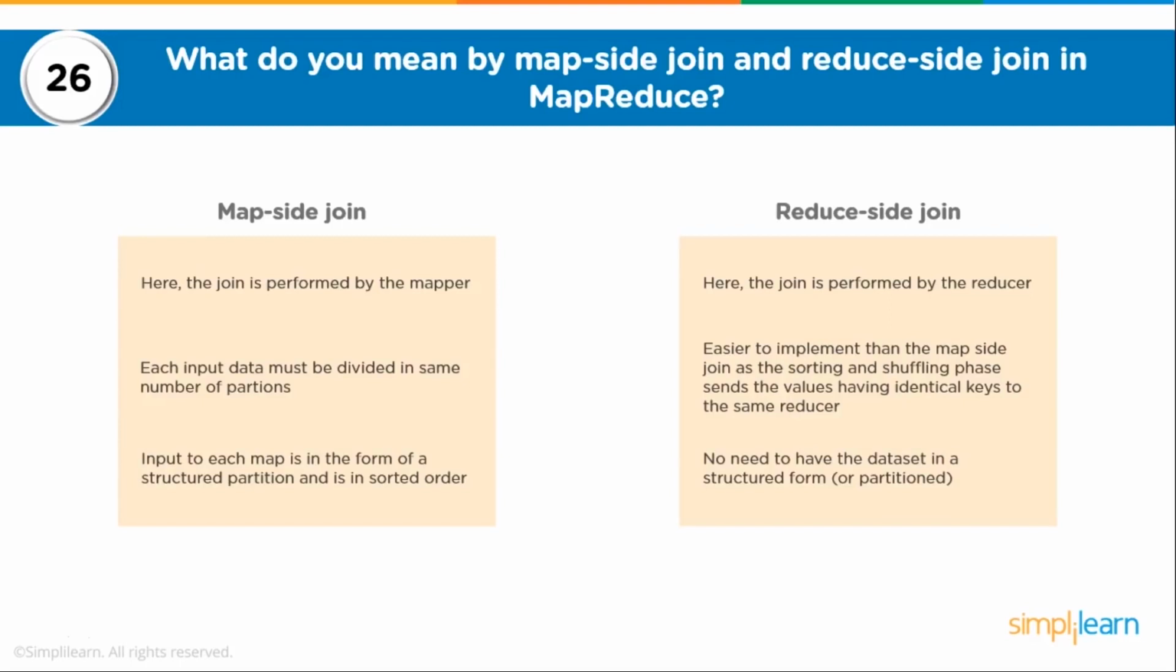When you talk about reduce side join, here the join is performed by the reducer. So it is easier to implement than map side join, as all the sorting and shuffling will send all the values having identical keys to the same reducer. So you don't need to have your data set in a structured form. Look into map side join, reduce side join, and other joins just to understand how MapReduce works. However, I would suggest not to focus more on this, because MapReduce is still being used for processing, but the amount of MapReduce based processing has decreased overall across the industry.